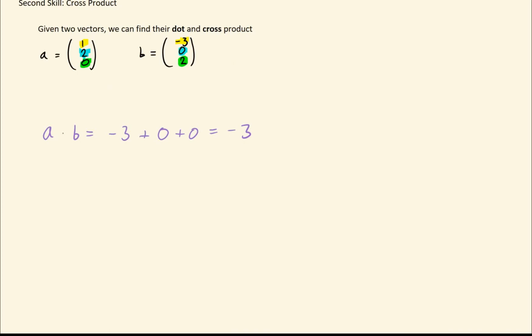Okay, that's fairly straightforward to work out. What we're going to look at today is the cross product. This is slightly harder, and it follows on from working out the determinant of a 3x3 matrix. I did an earlier video on that, so go to that if you're not sure on it.